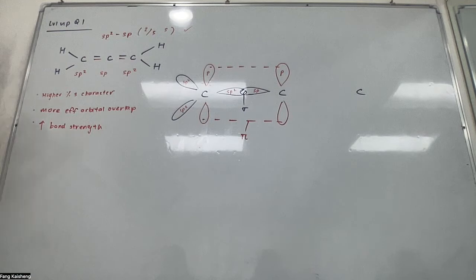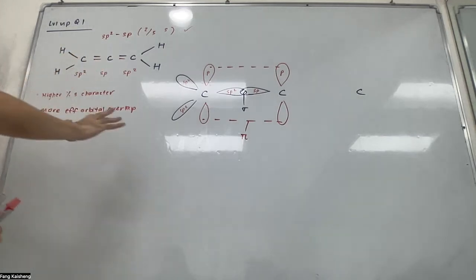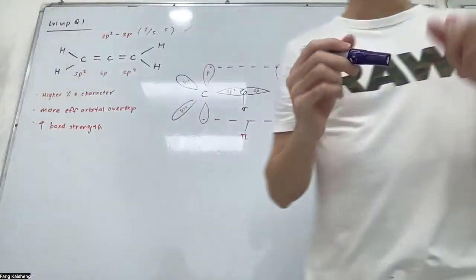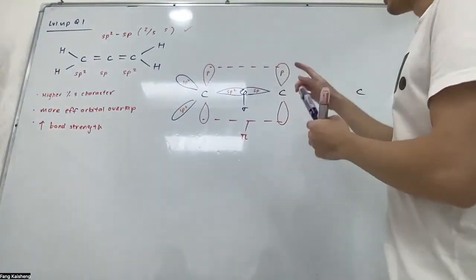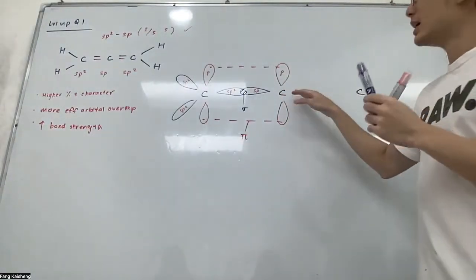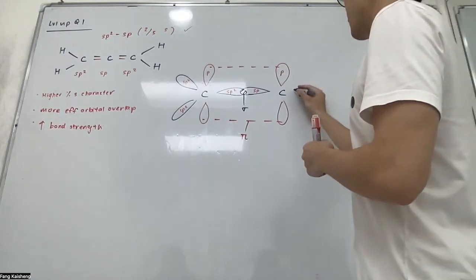Alright, so we have to fulfill the same thing for the other side as well. You can clearly see that the other side is pretty much the same thing as this side over here. But let's just look at what's happening first. I want to focus on the sigma bond. The sigma bond here is the same as before.